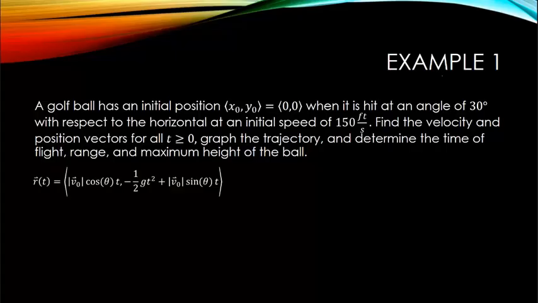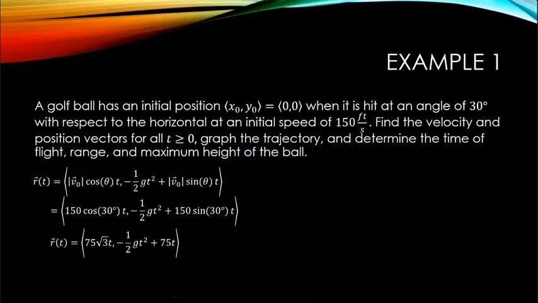I also know the angle at which the golf ball is launched. It's 30 degrees. So I plug those values in. My components become 150 times the cosine of 30 degrees times t, and negative 1/2 gt squared plus 150 times sine of 30 degrees times t.